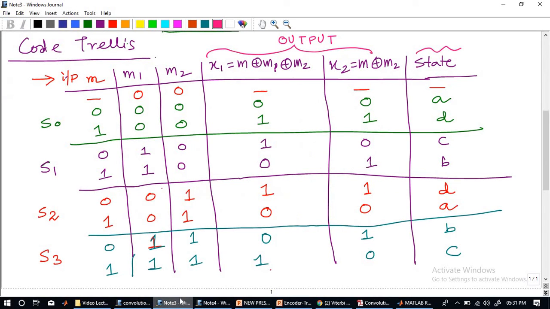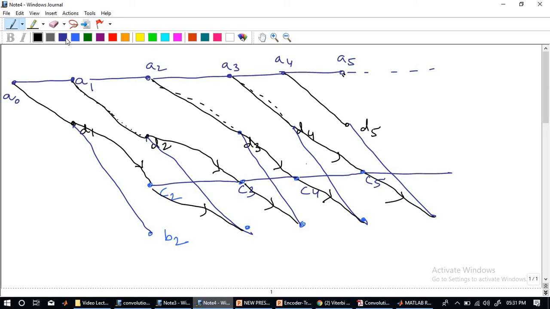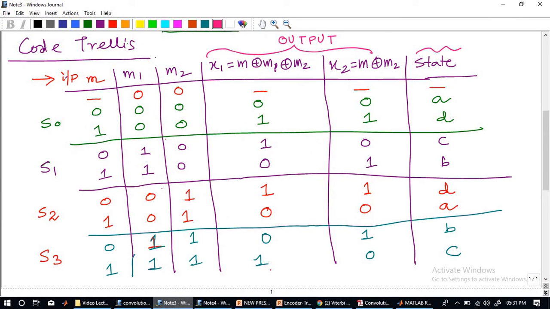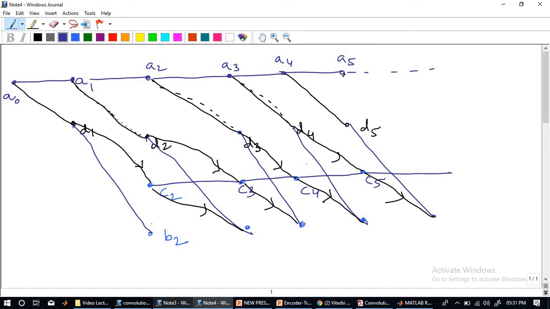So the last one which is left is B. For B, when 0, the state becomes D. So, B starts from here. For B, the next state can be D. D is somewhere here. So D, like this. And it will go on.